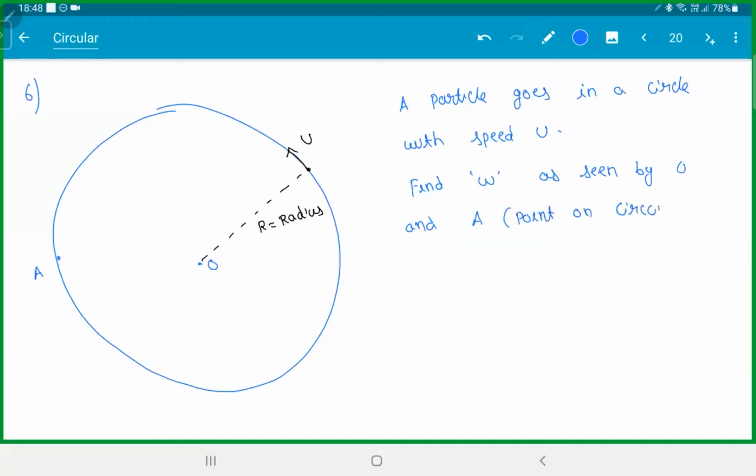If you have an observer on the circumference and an observer at the center, what is the omega? Omega depends on where the observer is. Huh? There are two people here. If you ask O and if you ask A, what is the omega at this instant? Find the omega. This came in BITS, I don't remember. Their question was to find the ratio of omega seen by O and omega seen by A. It's the ratio they asked.